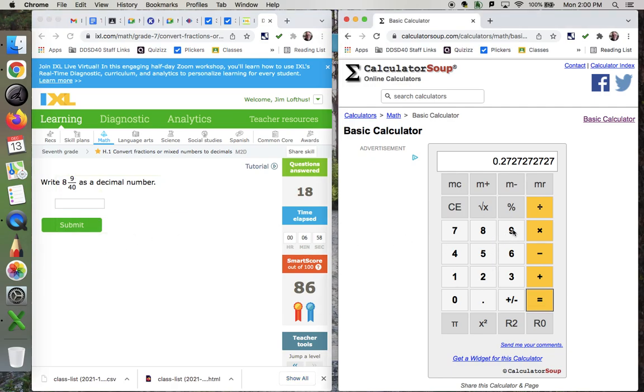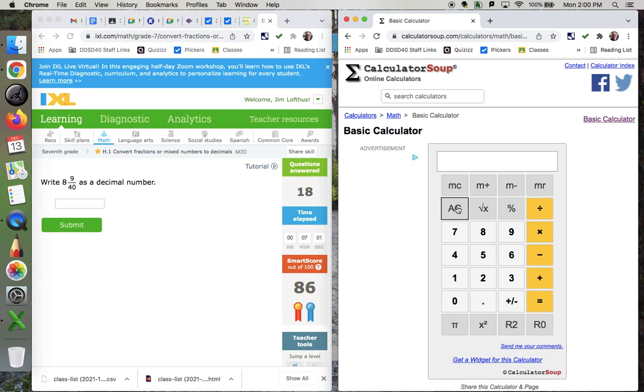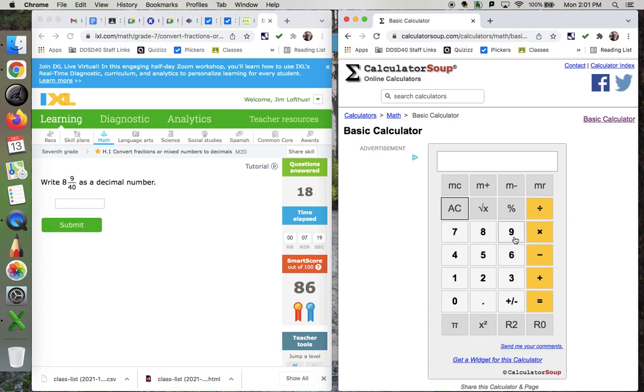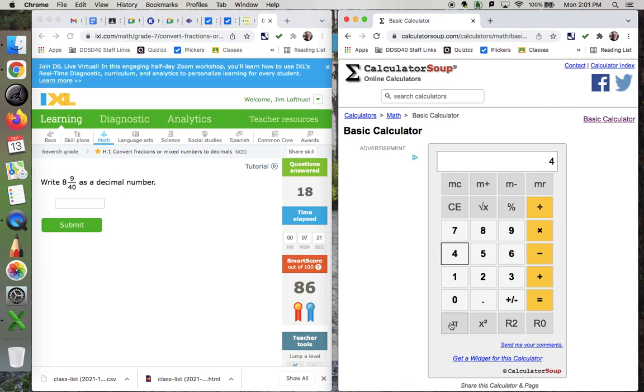And 9 divided by 40, I'm going to redo that because I don't recognize that, but I haven't done 9/40. So it would be the same, I guess there's no simplifying that. 9 divided by 40 is 0.225. All right, so it's 8.225.